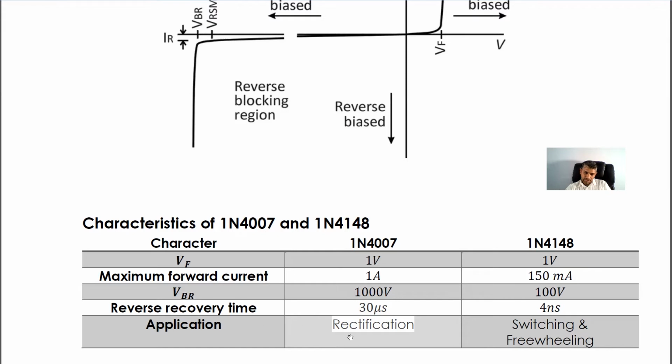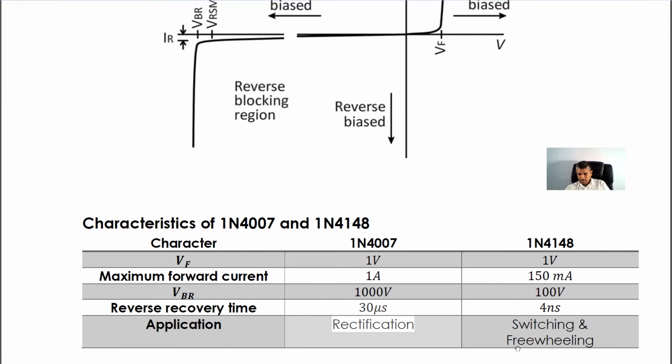Therefore, in most rectification applications, where we build circuits that convert AC to DC, most of the time the black color 4007 is used. But in switching, let's say on-off situations, if you want to operate faster, then you have to use the switching diode 4148.